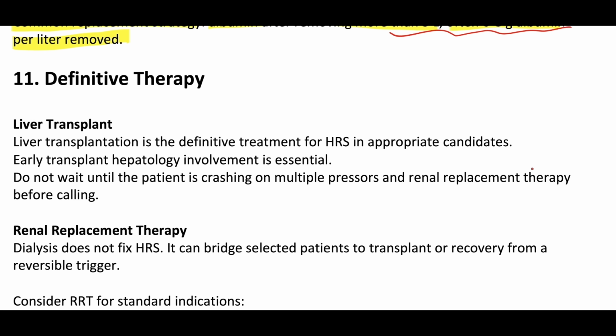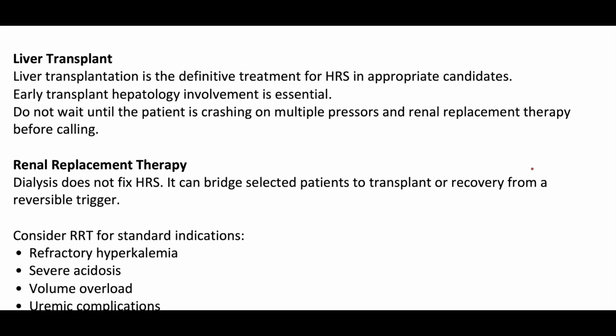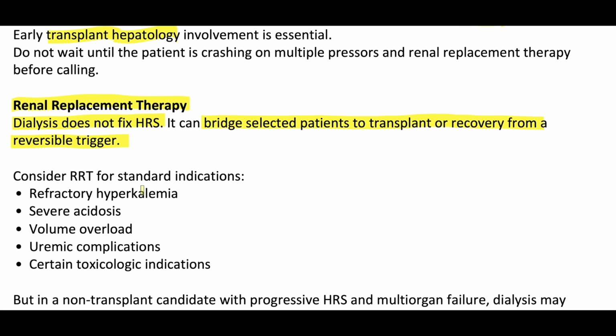The definitive therapy here is a liver transplant, right? This is the definitive therapy for most complications of cirrhosis, including HRS. This is why early hepatology and transplant involvement is really important. Obviously, if someone goes into full renal failure, renal replacement therapy can be initiated, although dialysis does not fix HRS. It is just a bridge in selected patients to transplant or recovery from a reversible trigger. So consider it, but this is a multidisciplinary discussion, right?